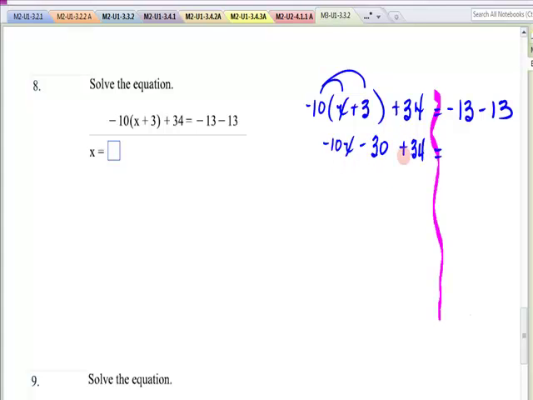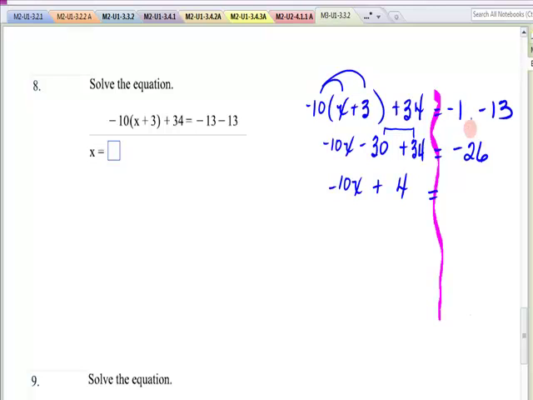Now, I'm not through with this left-hand side, so I'm going to keep working on it for just a minute. I'm going to keep the negative 10x. I have negative 30 and positive 34. The addition rules tell me to subtract and keep the sign of the big one, so that will be plus 4. It took me 2 steps to simplify the left-hand side. Now the right-hand side. I think of this as a negative 13 and another negative 13, and I'm using the addition rules. That will give me negative 26.